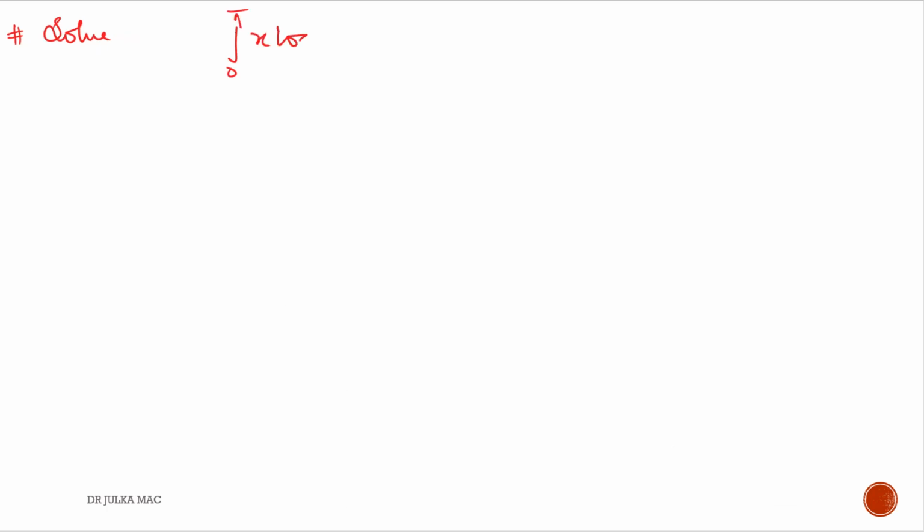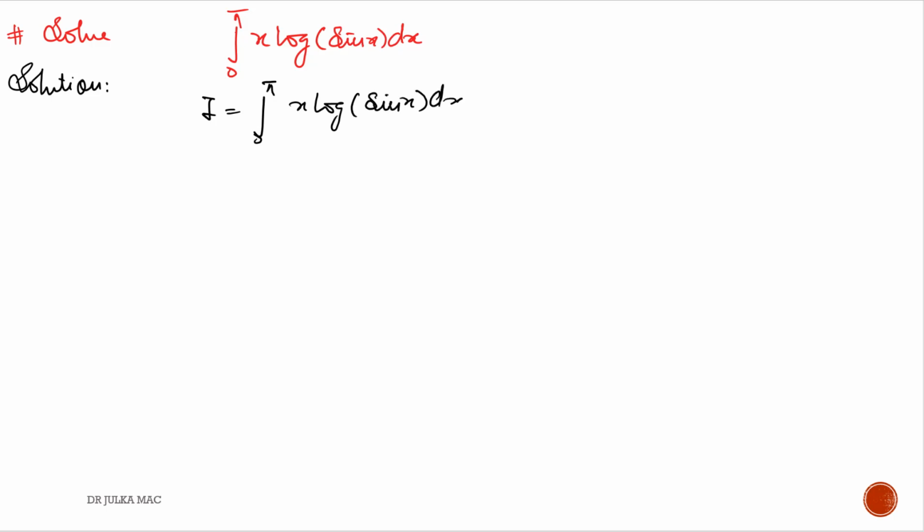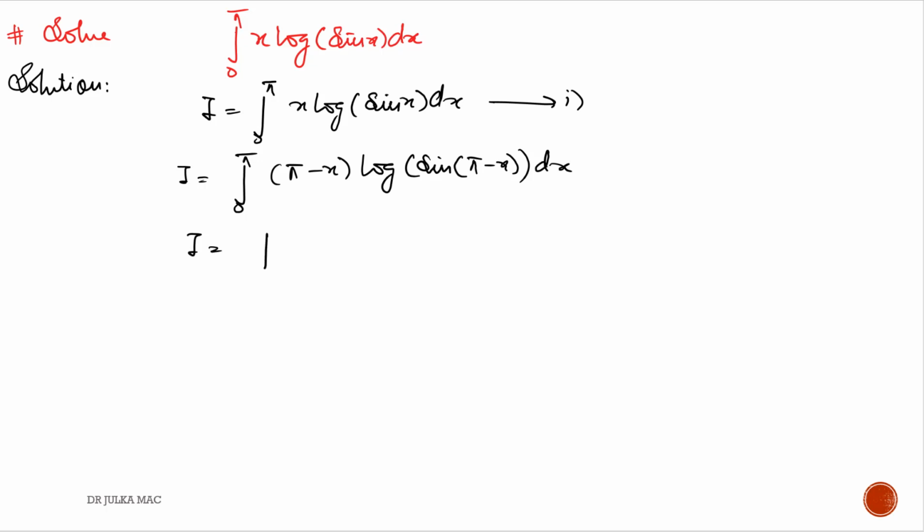Last example. The integral from 0 to pi of x log sin x with respect to x. We will take this question equal to I. I equals the integral from 0 to pi of x log sin x dx. We take this equation as the first equation. And now we use the property integral 0 to a of f(x) equals integral 0 to a of f(a minus x). So in place of x we write pi minus x. Sin of 180 minus theta is sin theta. So I equals the integral from 0 to pi of (pi minus x) log sin x. Take this equation as the second equation.